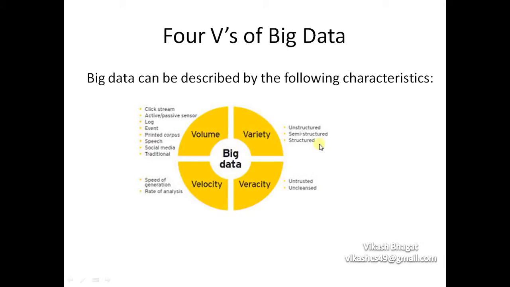Variety: we have already talked about unstructured, semi-structured and structured data. So these are the varieties of data. And veracity: data inconsistency due to the incompleteness of data is termed as veracity. So these are the four characteristics given by IBM, which are termed as the 4 V's: volume, variety, velocity and veracity.